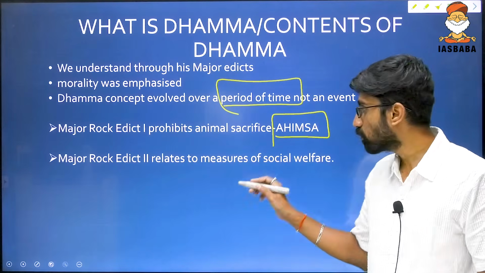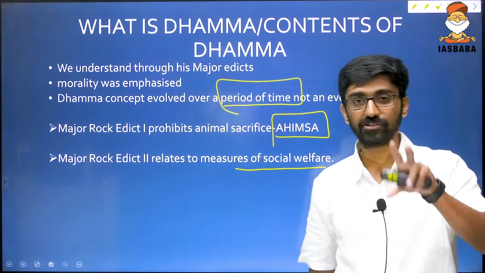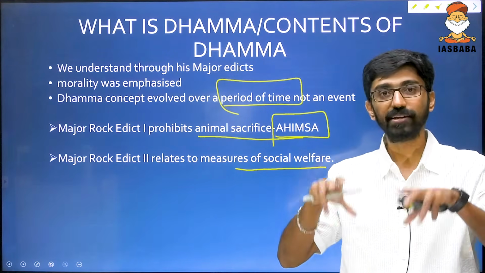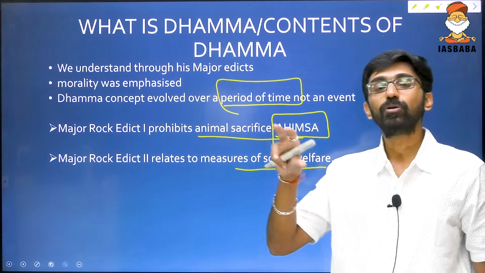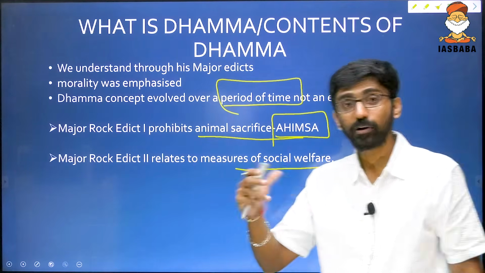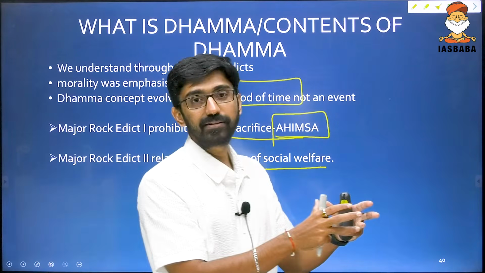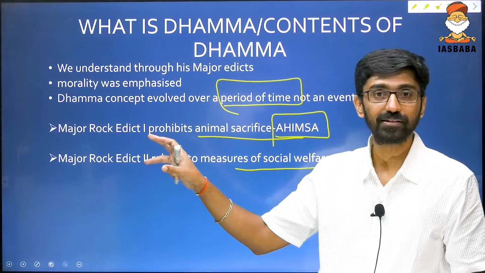And the second one talks about the measures of social welfare. Again, I told you it was not a religion. It is asking people to follow ahimsa. At the same time, Ashoka is saying the government should also take some social welfare measures, like we talk about the directive principles of state policy, right? People have rights, fundamental rights. At the same time, the government also has duties.